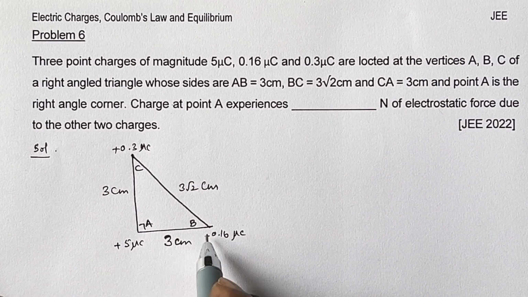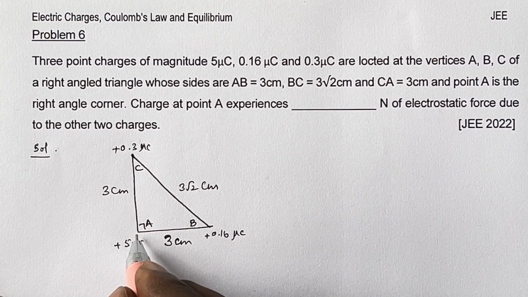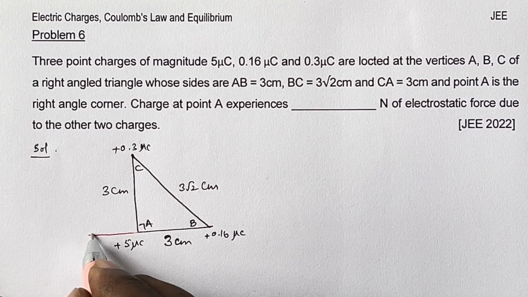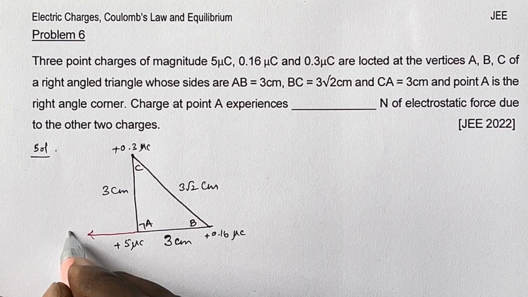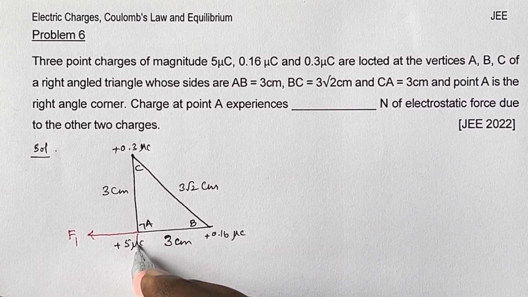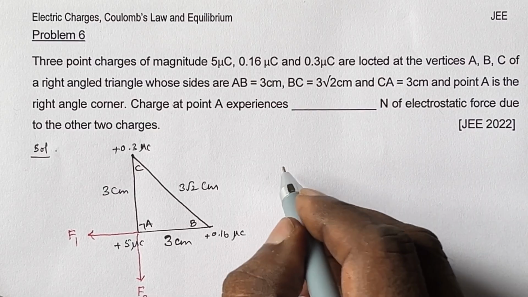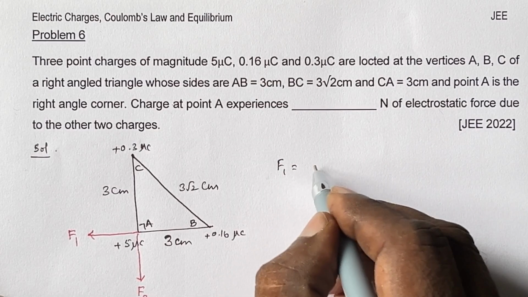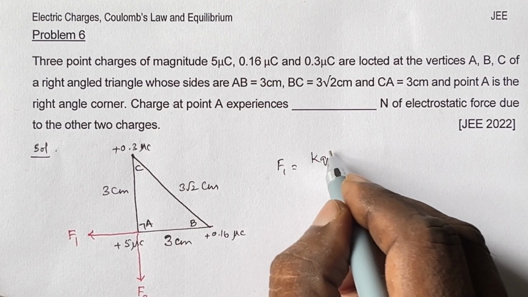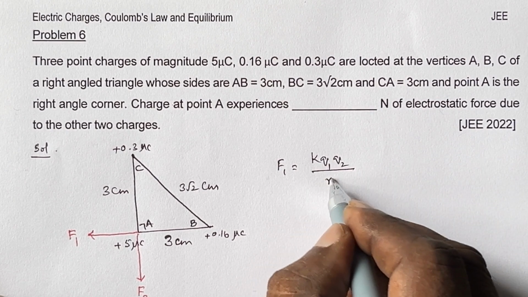So this 0.16 microcoulomb will repel this 5 microcoulomb in this direction. This I take F1 and this one will repel this charge in this direction. This is F2. So let us calculate F1 and F2. F1 formula K Q1 Q2 by R square.